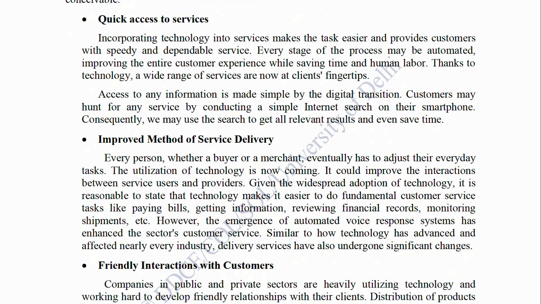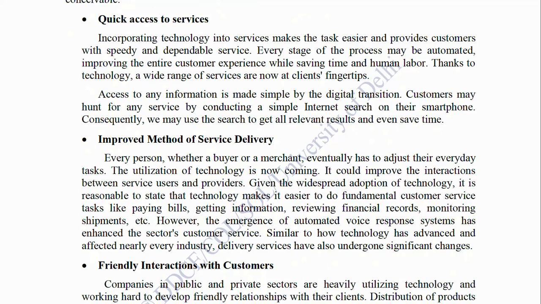Thanks to technology, a wide range of services are now at clients' fingertips. Access to any information is made simple by digital transition. Customers may hunt for any service by conducting a simple internet search on their smartphone. Consequently, we may use the search to get all relevant results and even save time.